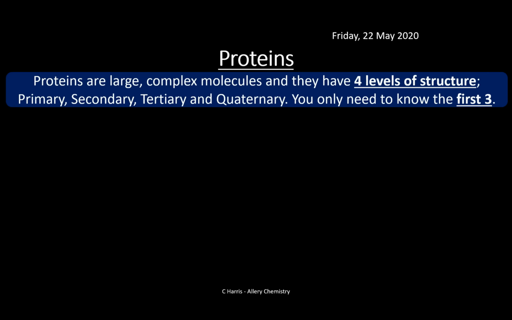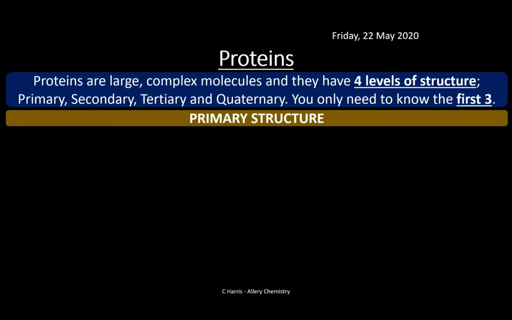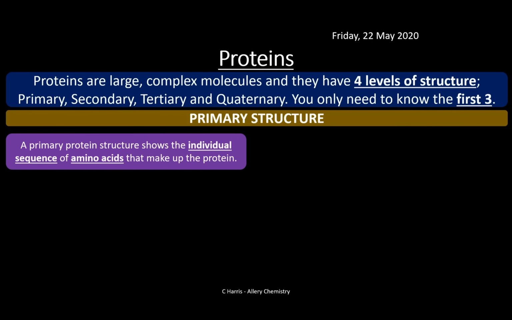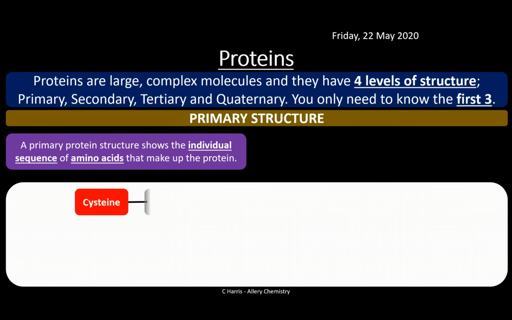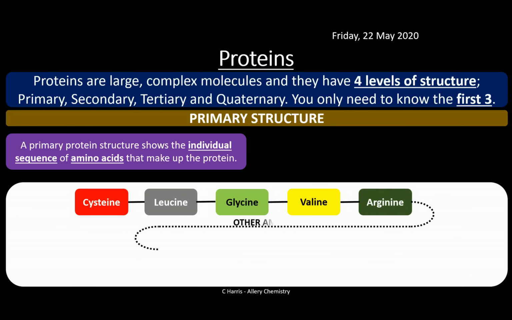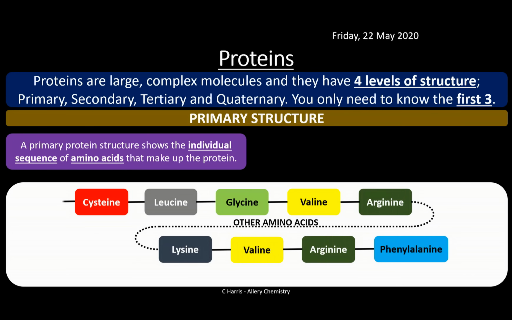Okay, so we're going to look at the primary structure of proteins first. The primary structure shows the individual sequence of the amino acids that make up that protein. So remember, we said that a protein is a polymer and it's made up of loads of monomer units, which are amino acids. So a primary structure looks a little bit like this. You can see these blocks represent an amino acid, and they're joined together in a very, very long chain, as you can see there.